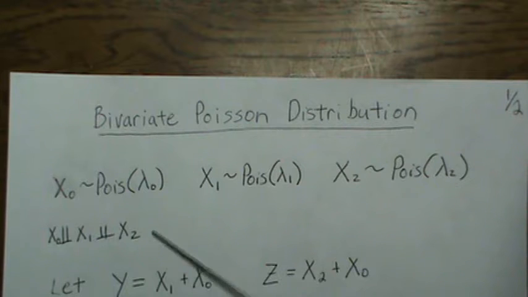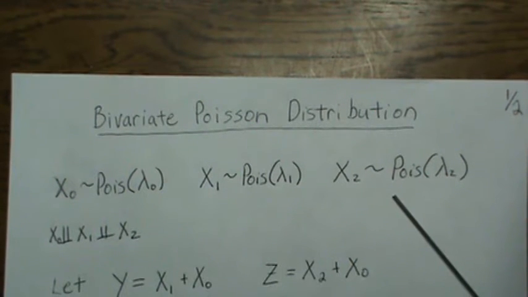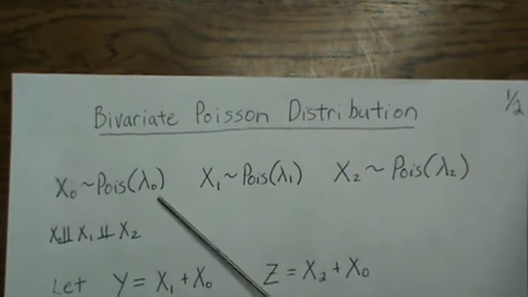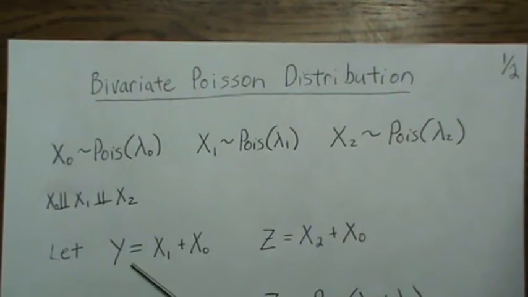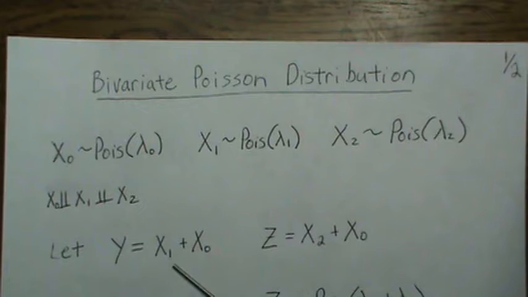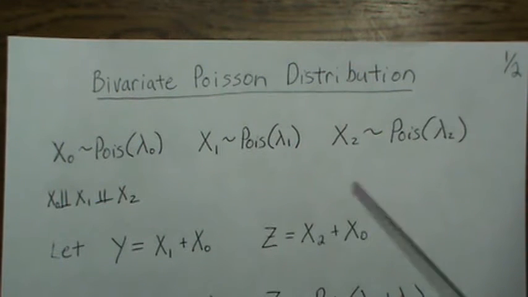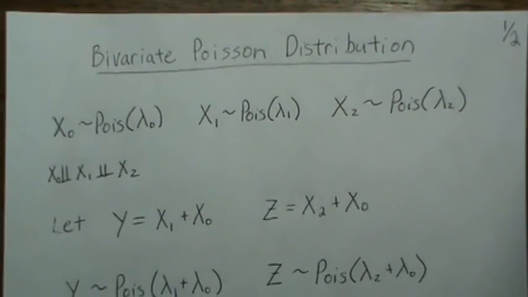So here we're going to assume we have three independent Poisson distributions with different lambdas, and they're all independent. And we're going to let y and z be defined as the sum of these two Poisson distributions. So you can see that they have the x0 common in both of those, so they're going to be correlated.